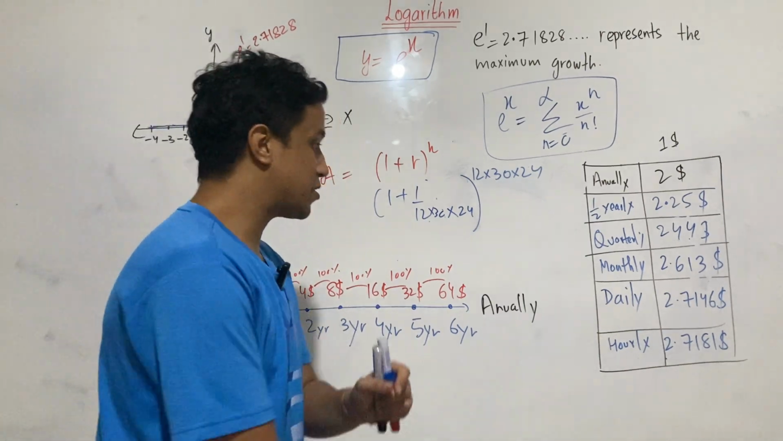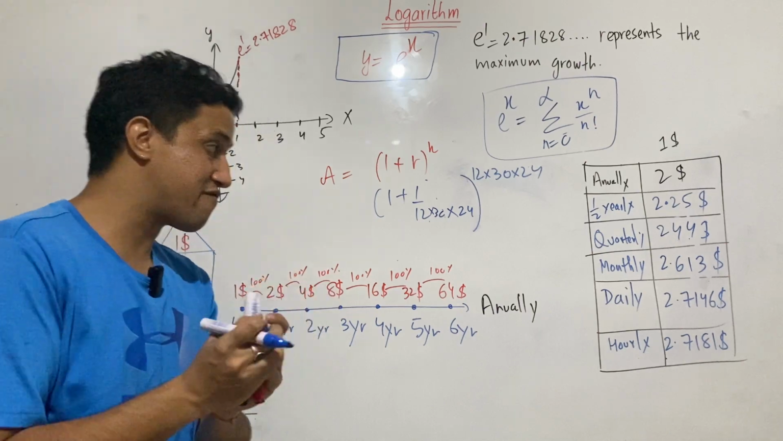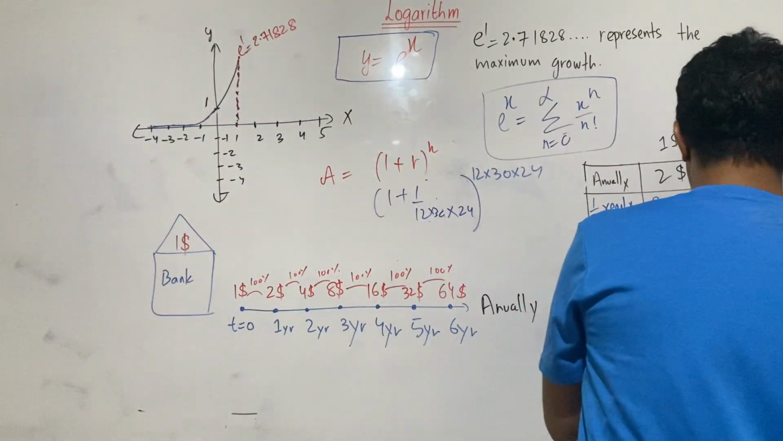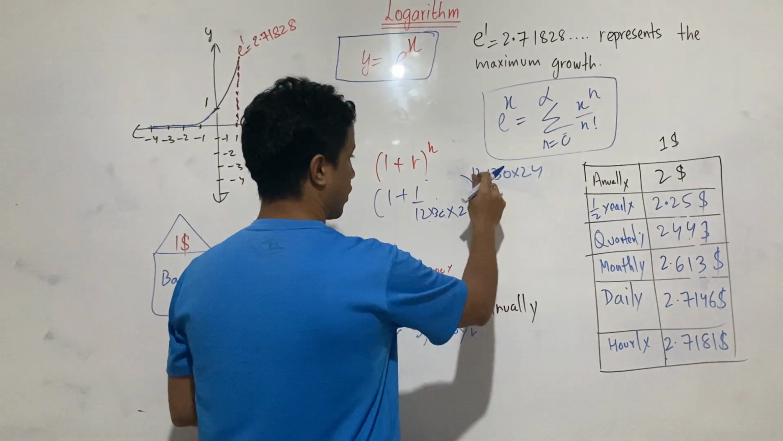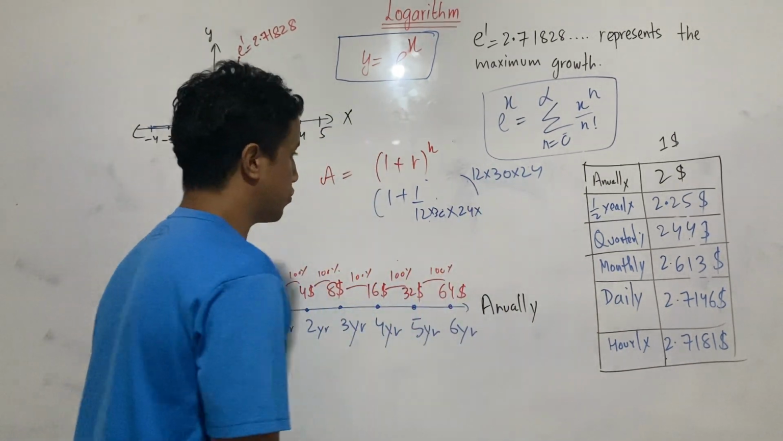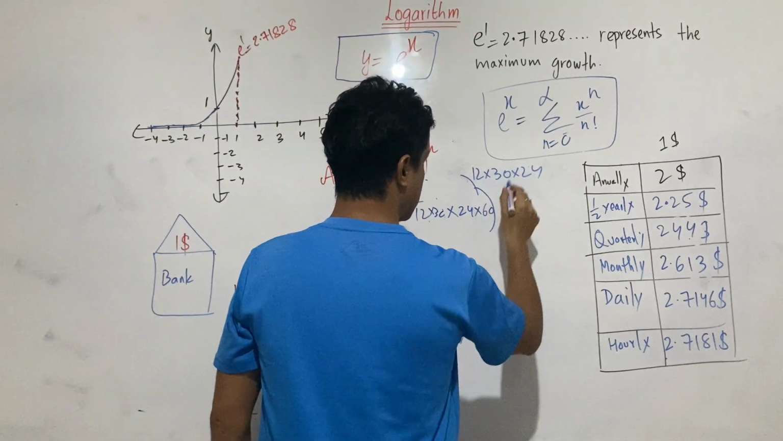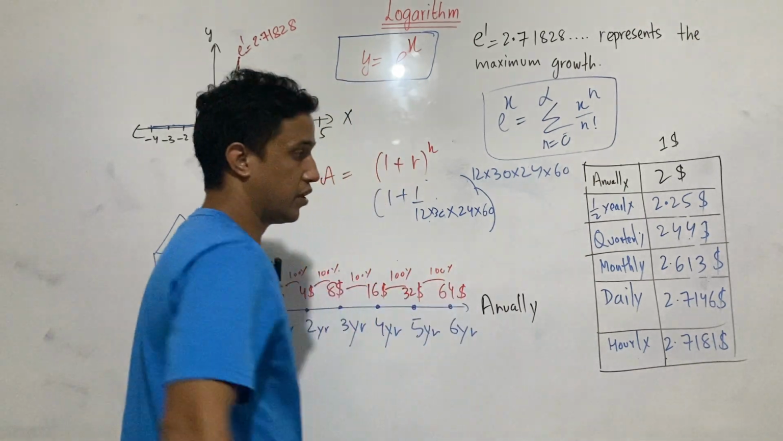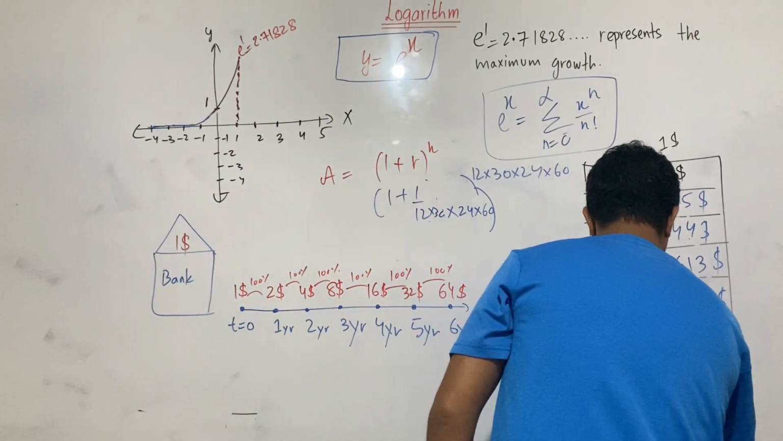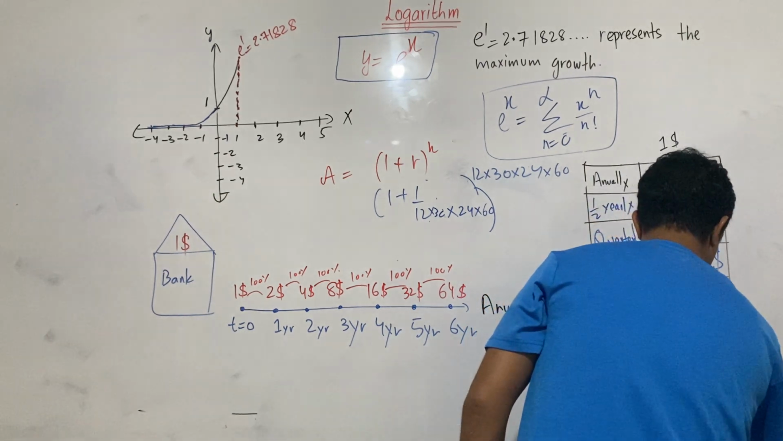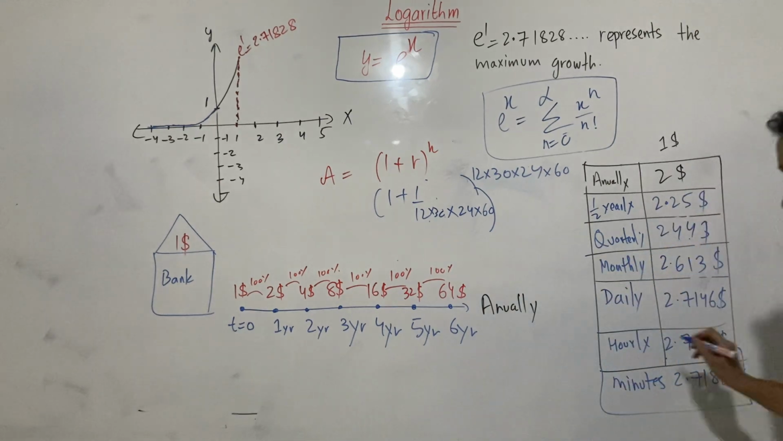Now you can again ask them, can you please do me the last favor? Can you compound it every minute? So every minute means, how many hours? 24. Oh sorry, this is hourly. Then minutes multiplied by 60. So here 60. So then your minutes, it's going to be $2.71828.